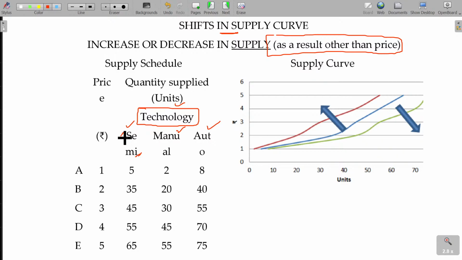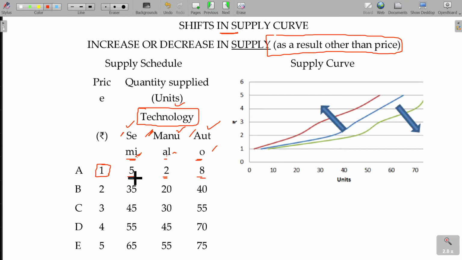Semi-automated means we are capable of supplying moderately. Manual, we are not capable of supplying even moderately. Gradually we can supply. In case of automated, it's fully automated now, so we can supply much better. When the price is 1, with a semi-automated machine the supply could be 5. With manual, I cannot supply as you wish, so my supply decreases to only 2. If I have the automated machine, modern technology, for the same 1 rupee I am capable of supplying 8 items.